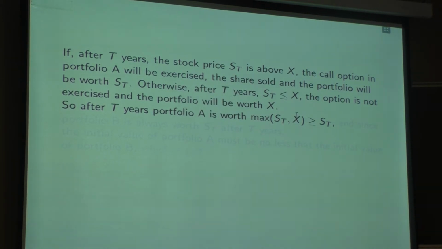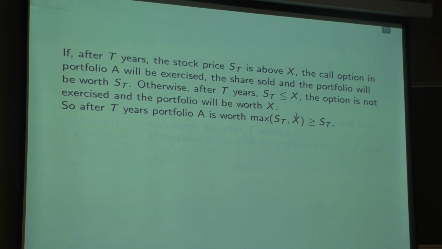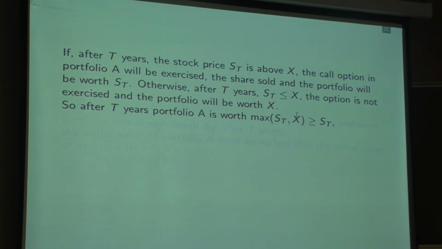I'm going to say, because portfolio A is strictly more valuable than portfolio B with some positive probability at expiration, then we have the same relationship at time 0. People are willing to pay a bit more for something which has a positive probability of being strictly more valuable than the other thing. So not only do we have this weak inequality, we have the strict inequality.